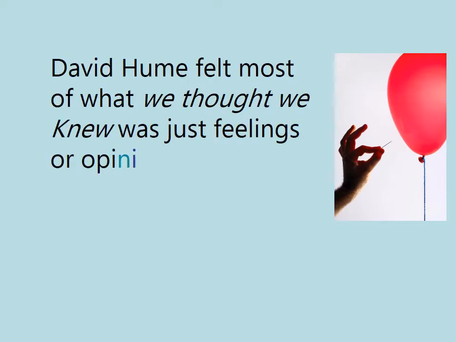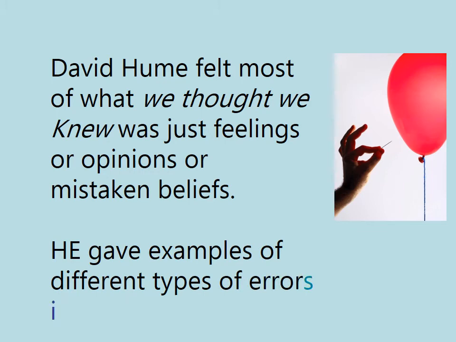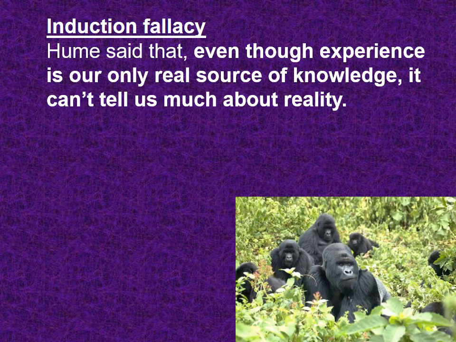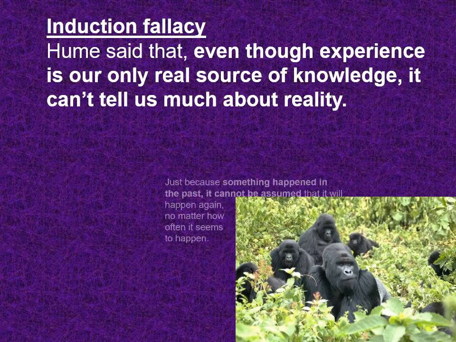David Hume, once again, feels a lot of what we think we know is only opinions and beliefs, mistaken beliefs. He gave some examples of the type of errors of thinking. The induction fallacy. Even though experience is the only real way we can know anything, it really can't tell us much about reality or the future.